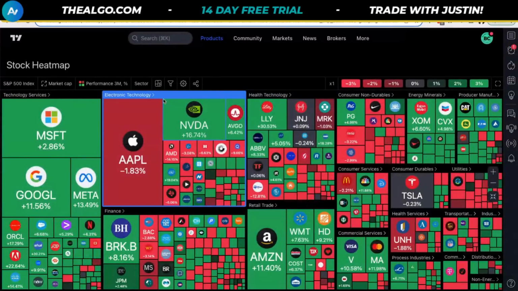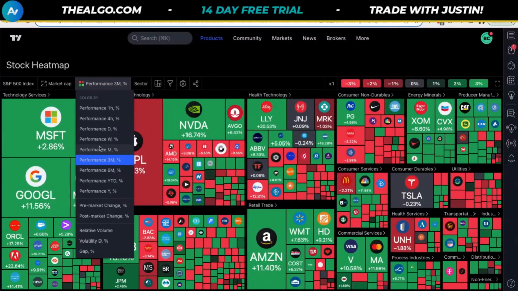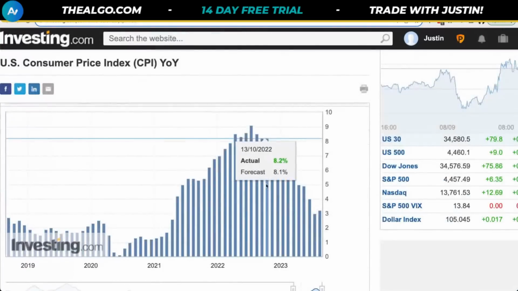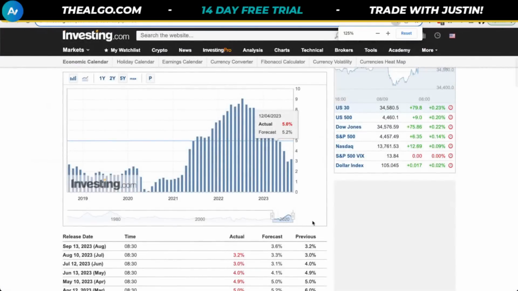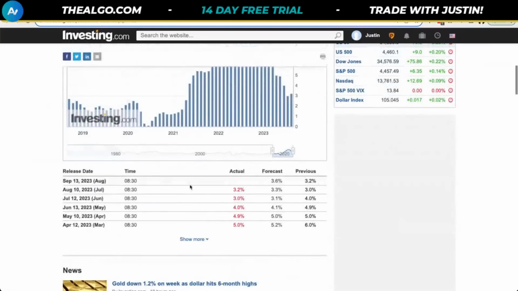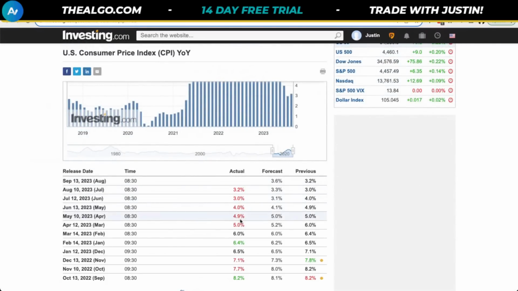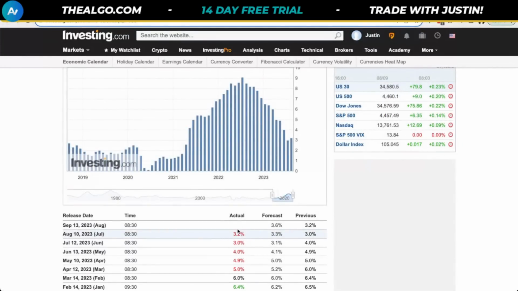I want you to pay attention to one thing here. Looking at the last 1 month, or basically since the last report, energy's been doing pretty good. I don't know about you, I've been noticing the prices at the pump going up. Why does this matter? Well, because this is the graph we're looking at here. This is year over year CPI, where every time it comes in with an actual that is red, red, red, red, red, which means misses, which is good for stocks.